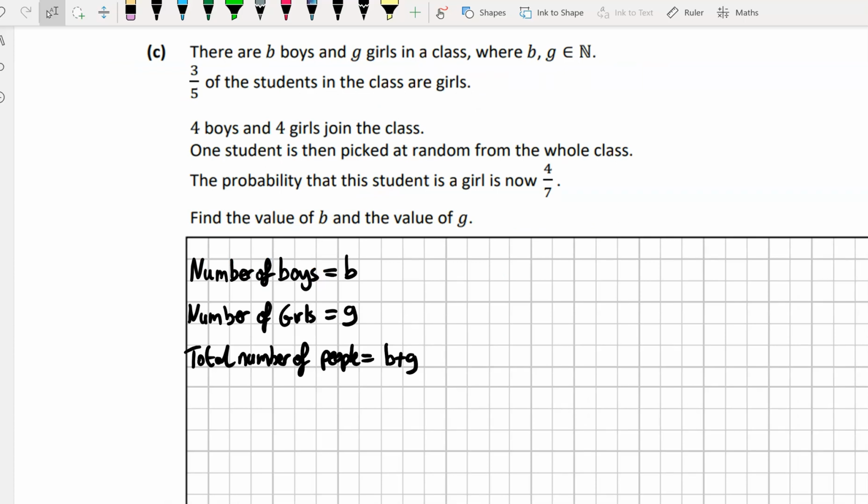So the number of boys is B, number of girls is G, and the total number of people must be B plus G. So if now I want the probability of getting a girl, that must be G, the number of girls, over the total number of people, B plus G, but I already know that that's equal to 3/5.